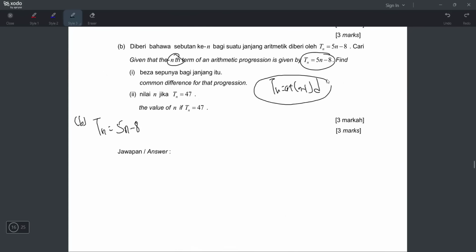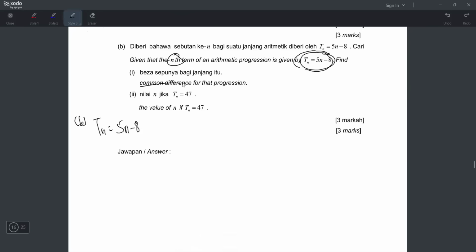Sebab kalau you guna formula yang you belajar ni, you takkan cukup information because you tak ada a, d. Formula yang dia bagi ni lagi bagus sebab dia tak payah masuk a, d dah. You masuk n saja. So you should be using the formula that they give you, if they give you lah. If they give you the formula, then use the one they give.